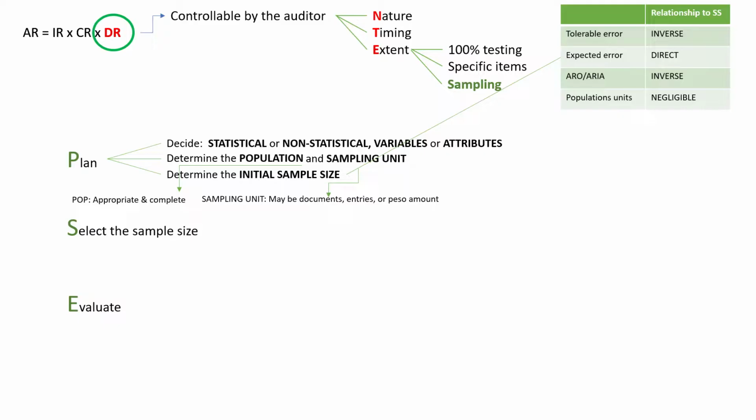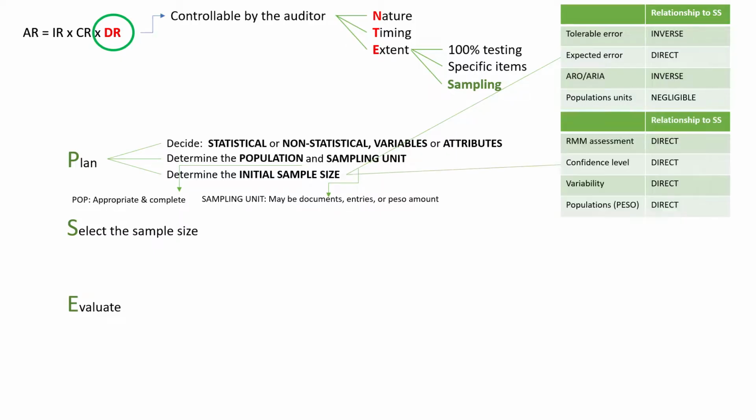Now, in the case of population units, generally there is a negligible effect on the sample size. If you are familiar with sample size tables, you would notice that up to a certain number of units, the sample size will be the same. So population units are negligible. Unless you talk about substantive testing: for substantive testing, population units are negligible, but if you talk about the amount, then the amount will have a direct relationship.